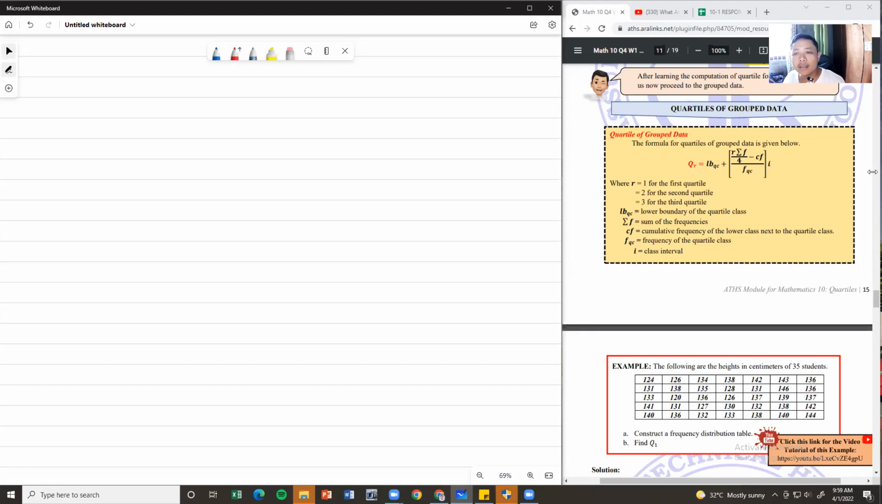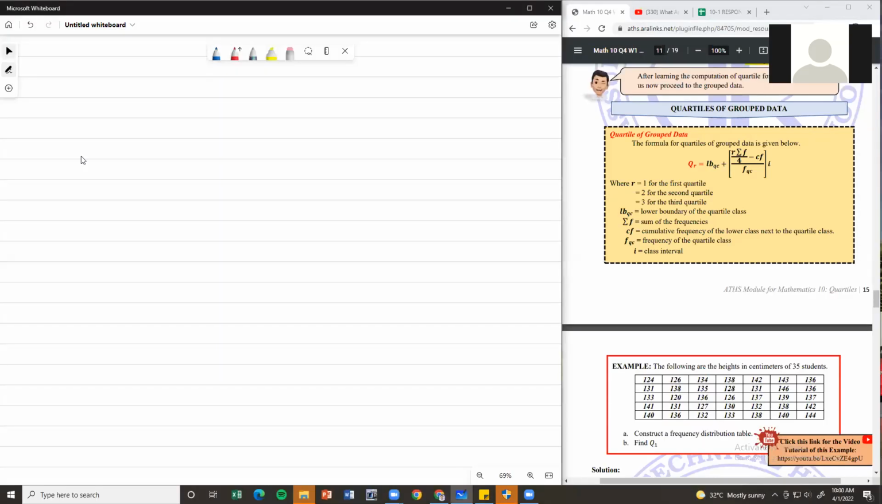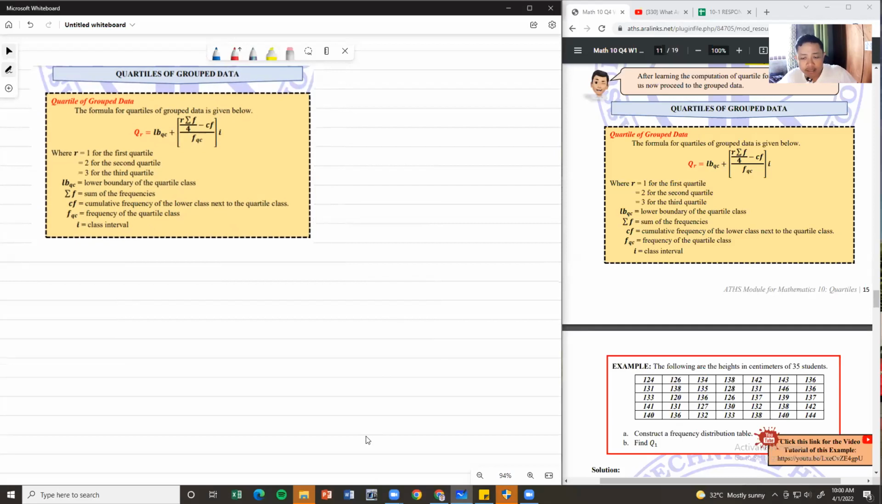So therefore, there is a sorting of data that should be done. And this is actually used whenever there are researches wherein there are lots of respondents that need to be considered in our data. Okay, and so for this one, let's now move on with identifying the quartiles of grouped data. Here we have this formula which we will be learning and identifying in this process.